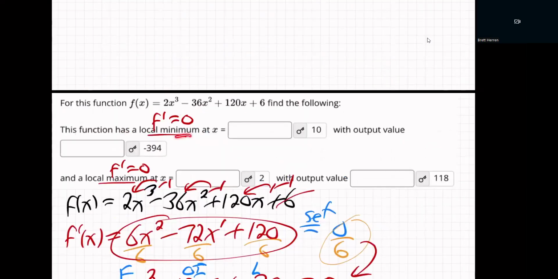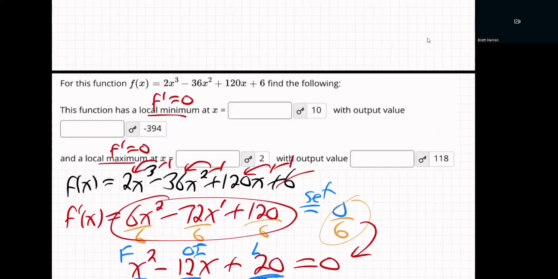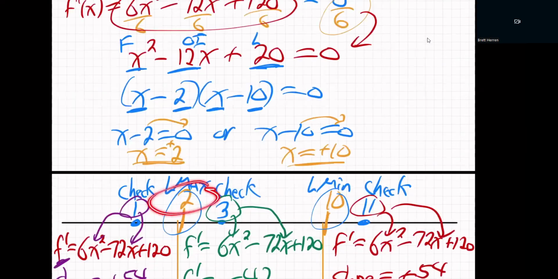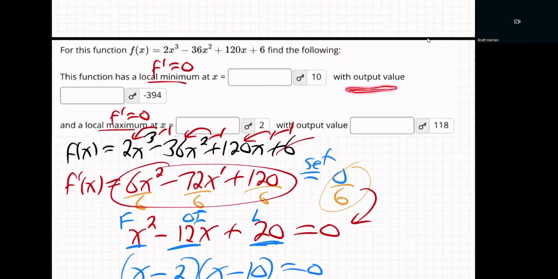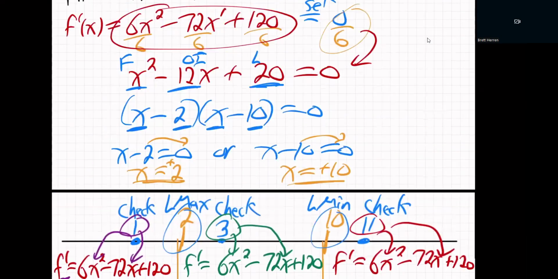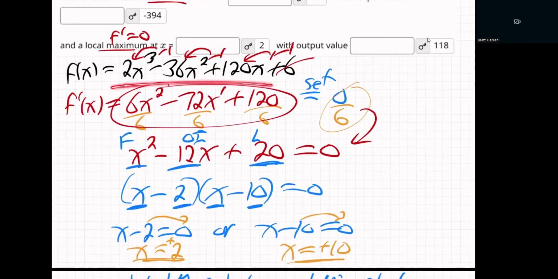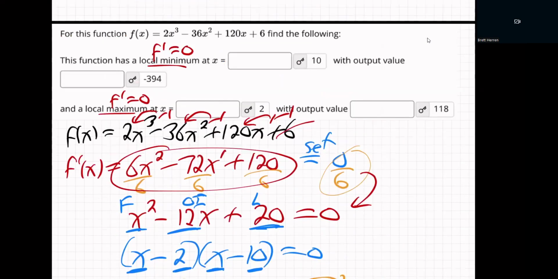So there we go. Oh, and they don't have the y values? Yeah, the function has a local minimum at x equals 10, right? Local min at 10. Oh, output value, got to get that. And a maximum at x equals 2, right? Now, how do you get the output value? You got to plug into the original function. When it says output, it means height, what comes out of this function. So I got to plug in 10, and then I got to plug in 2. So let's go do that.